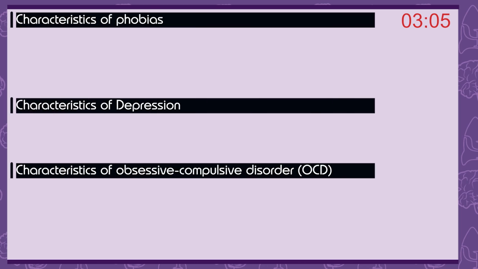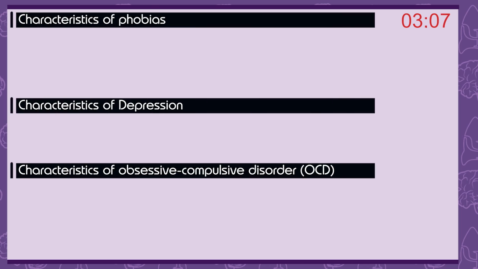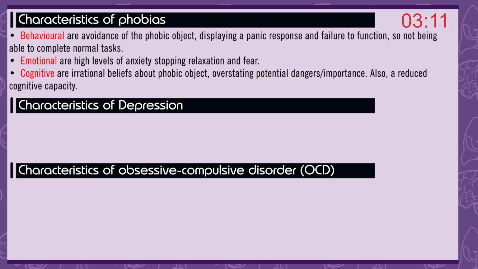The behavioural, emotional and cognitive characteristics of phobias, depression and obsessive-compulsive disorder. Characteristics of a phobia. Behavioural are avoidance of the phobic object, displaying a panic response and failure to function, so not being able to complete normal tasks.